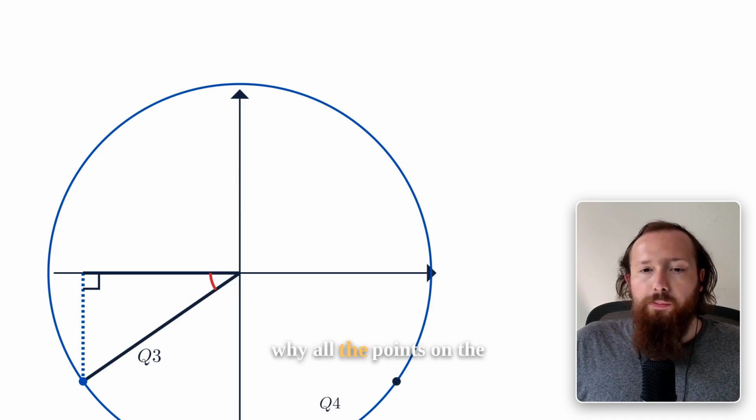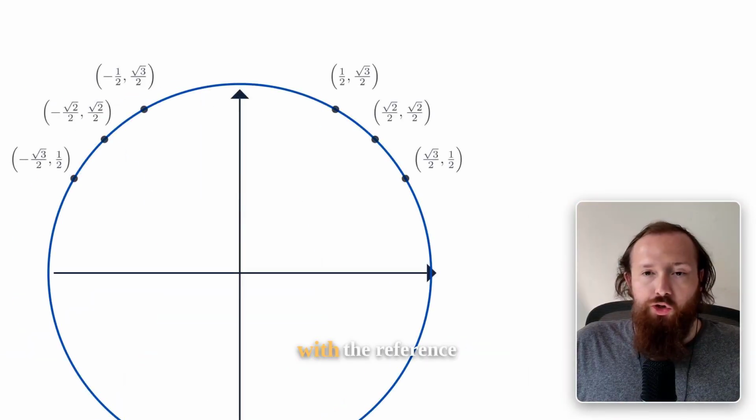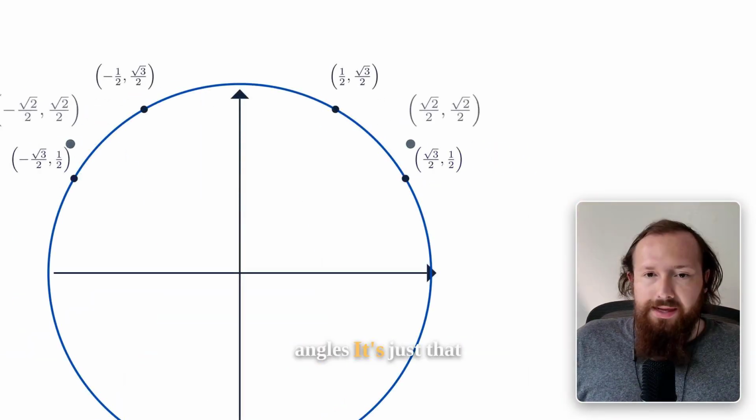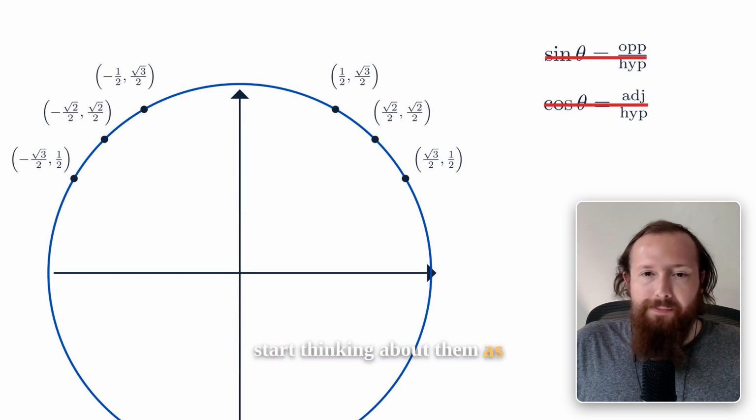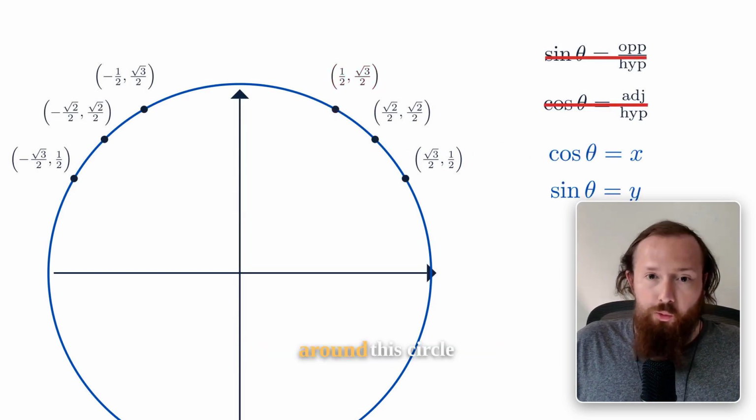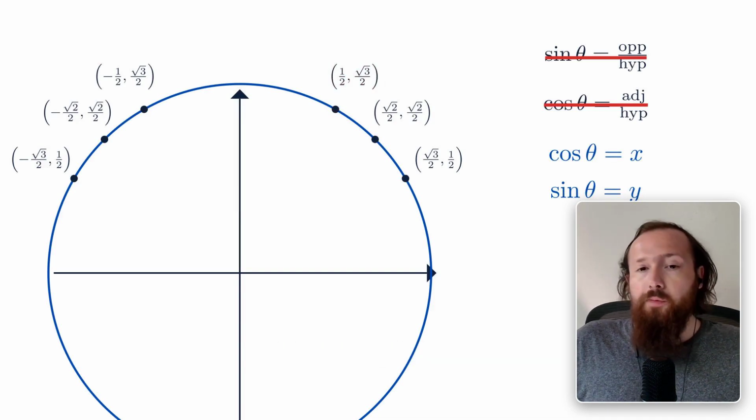That's why all the points on the unit circle are symmetrical with the reference angles. It's just that we have to stop thinking about sine and cosine as ratios of side lengths and start thinking about them as the x and y coordinates around this circle. So there you go. Hopefully that makes sense.